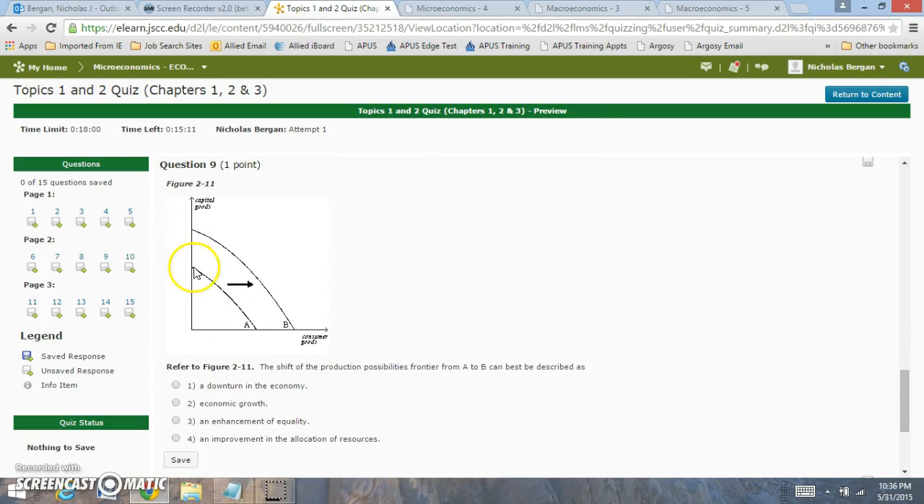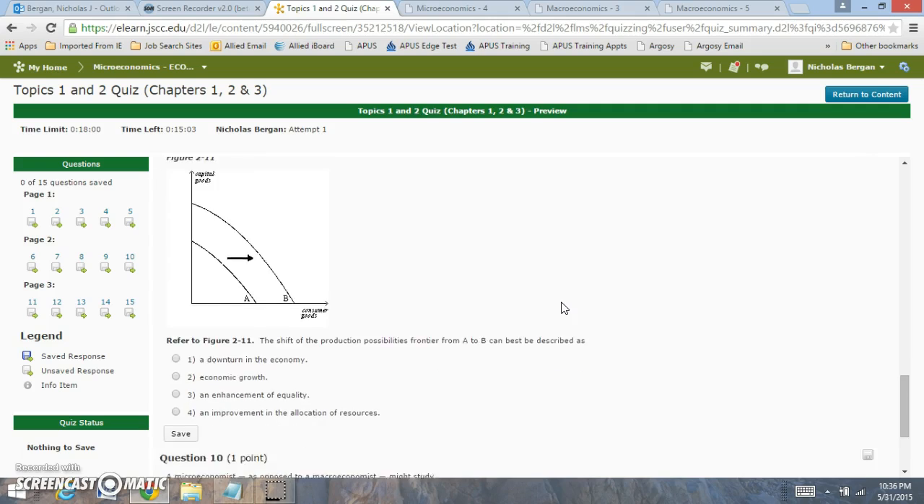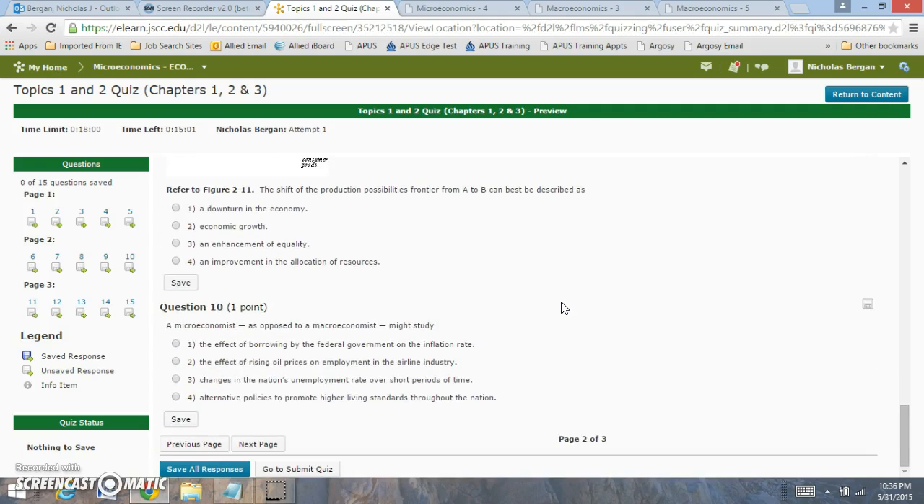Question 9, now you notice that there's more being produced of each good, capital and consumer goods. So there must have been economic growth or technological advancement occur.